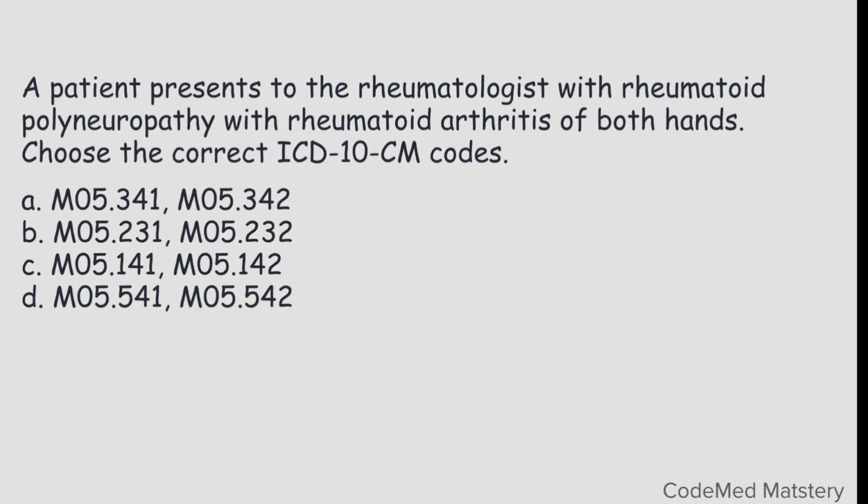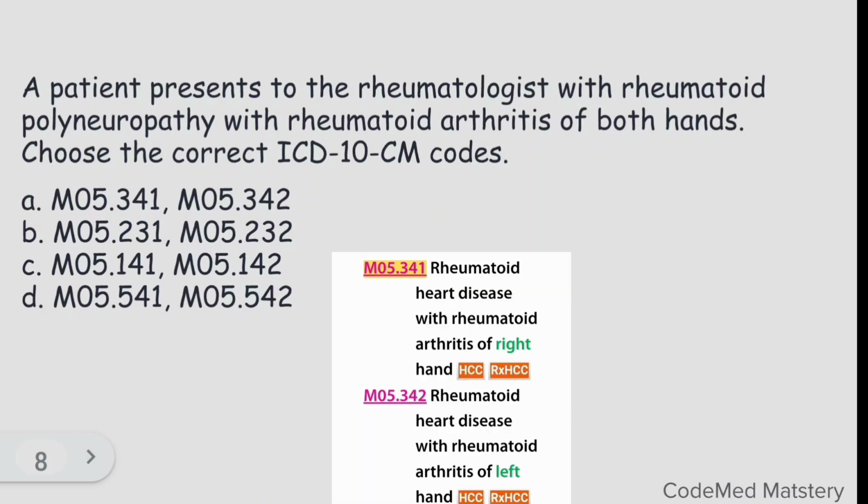Read the question. A patient presents to the rheumatologist with rheumatoid polyneuropathy with rheumatoid arthritis of both hands. Choose the correct ICD 10 CM codes. Let us check the first codes from each option. Check option A M05.341. M05.341 is for rheumatoid heart disease with rheumatoid arthritis of right hand. But in this scenario, rheumatoid polyneuropathy with rheumatoid arthritis is mentioned. So, M05.341 will be wrong. Directly eliminate option A.